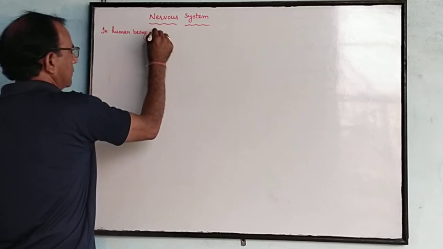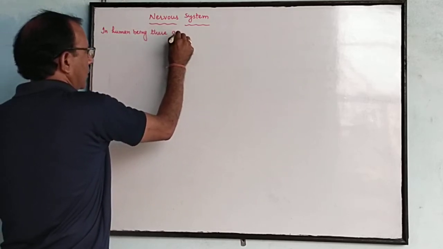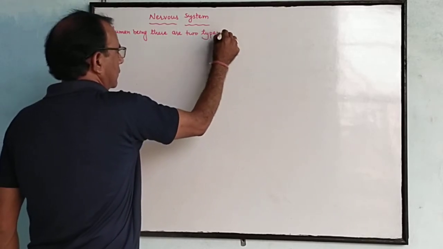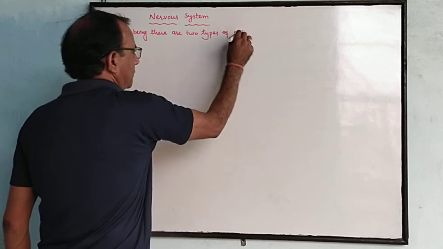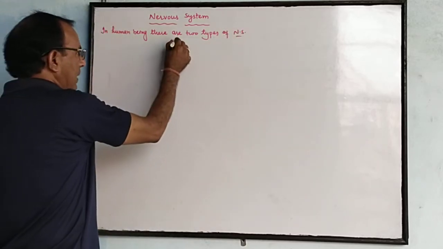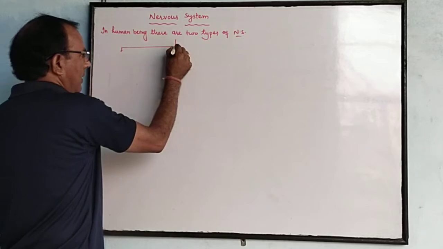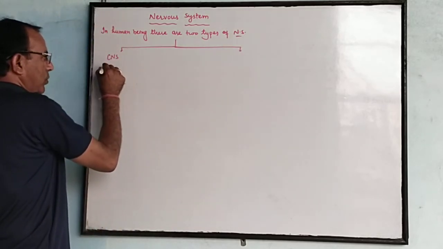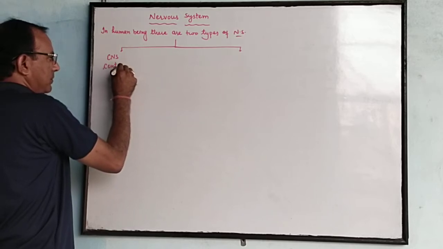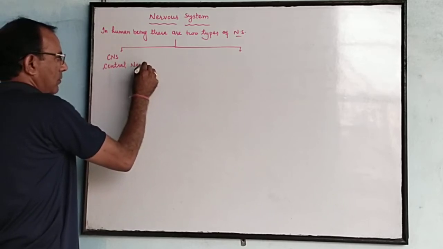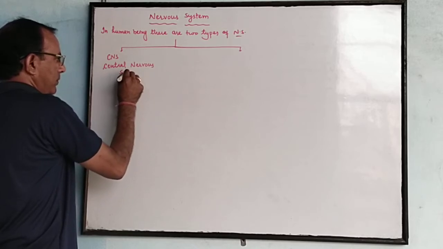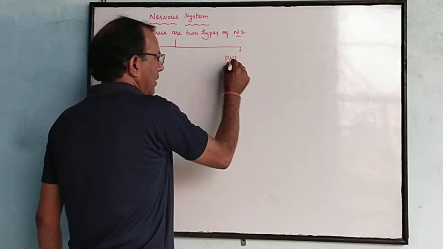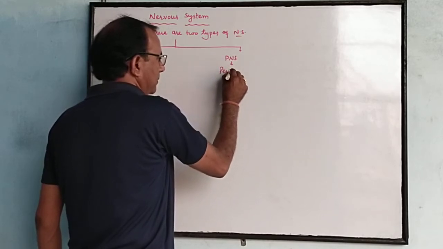In human beings, there are two types of nervous system, and these two types are CNS, called the central nervous system, and the second one is PNS, the peripheral nervous system.